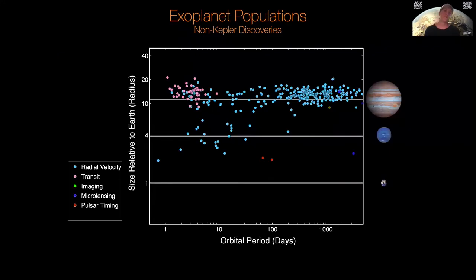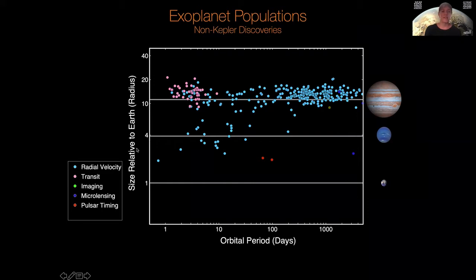So here we go. This figure from NASA shows you the sizes of planets relative to Earth on the left versus the orbital periods of those planets on the bottom. Here the numbers go from 1 to 1,000 days for the orbital period and from 1 to 40 times the radius of the Earth for the planet size. On the top, you'll see that these are non-Kepler discoveries, and in particular, these are all the planets that were known prior to the launch of Kepler in 2009.